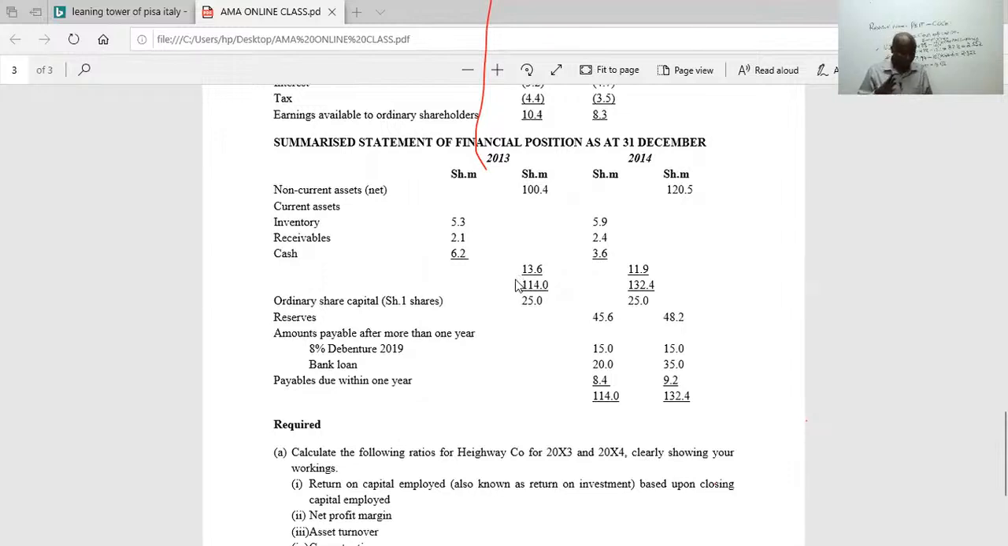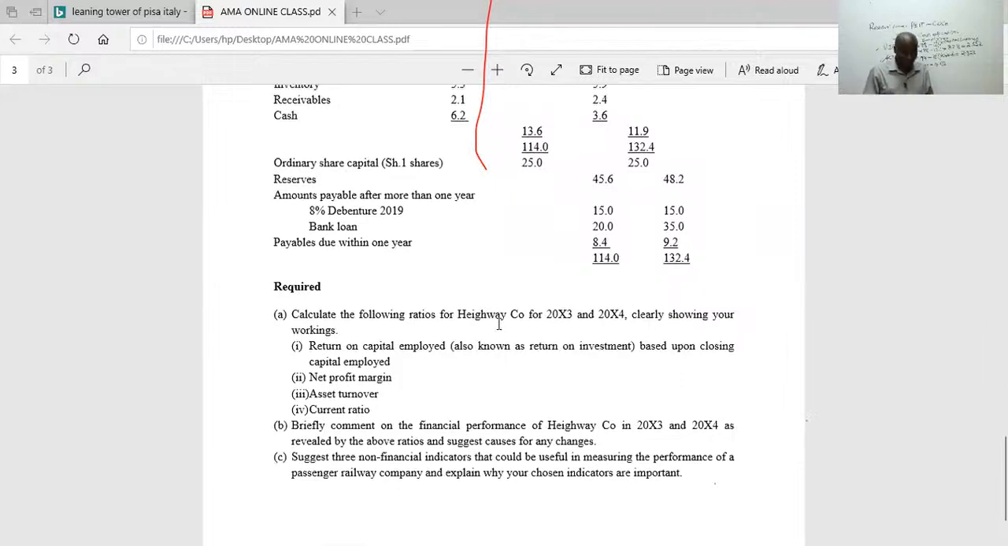So they want us to do something very easy. They want us to calculate the following ratios for Highway company for 20x3 and 20x4, clearly showing your workings. The first one being the return on capital employed, also known as return on investment, based upon closing capital employed.